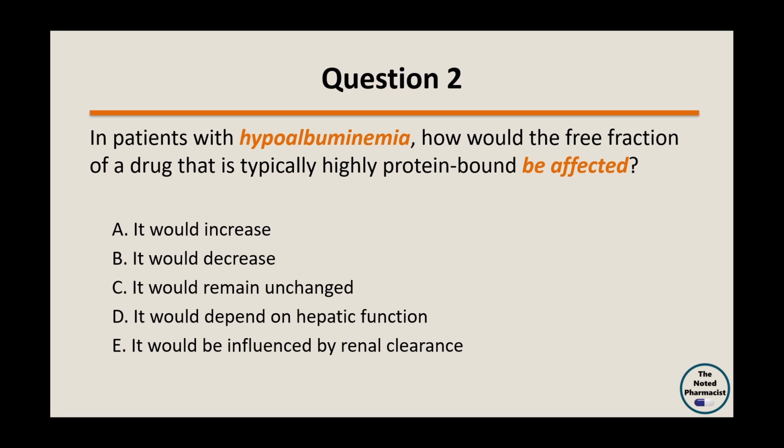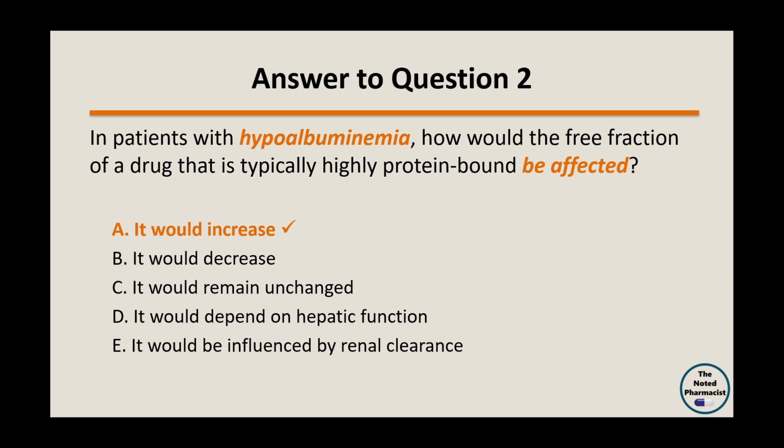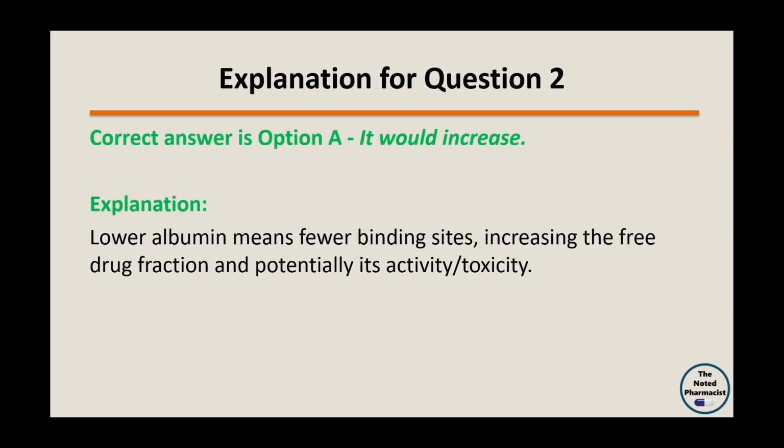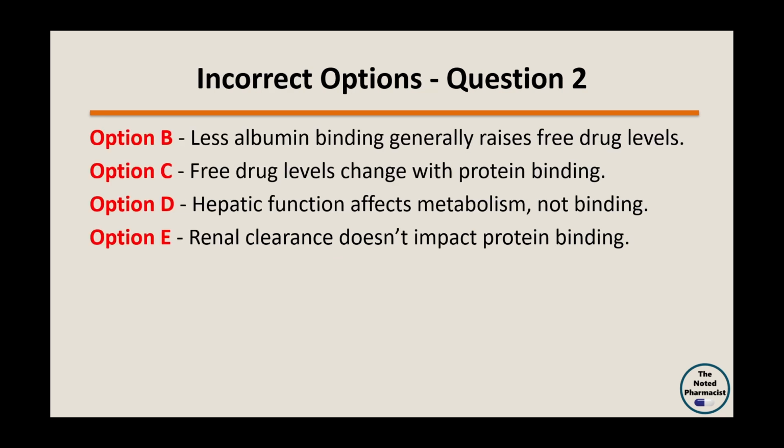The correct answer is option A, it would increase. The explanation is as follows. In hypoalbuminemia, the free drug fraction increases because there is less albumin available to bind the drug. A decrease in binding protein leads to a higher concentration of free drug in the blood, potentially increasing drug activity or toxicity. Here is the explanation for the incorrect options.